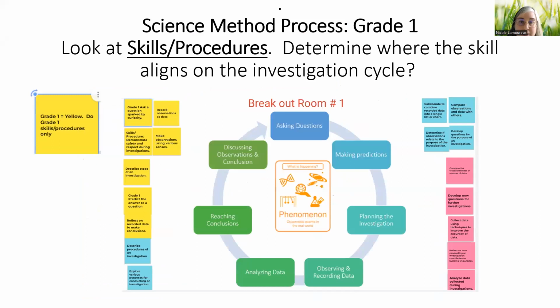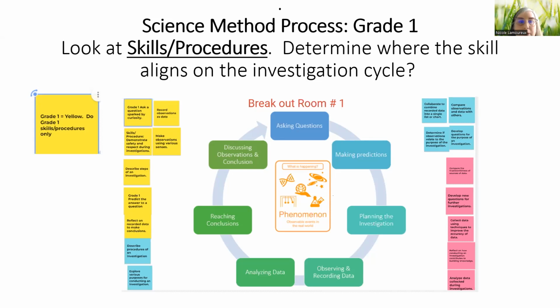Okay, so now we're going to have a little bit of processing time. I want to make sure that you understand the task before we go out into a breakout room. If you're on your phone, you'll probably be in a breakout room and you may not be able to access the Jamboard, but that's okay. Someone in your breakout room can share it with you.